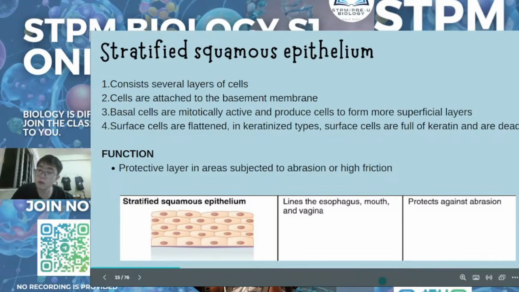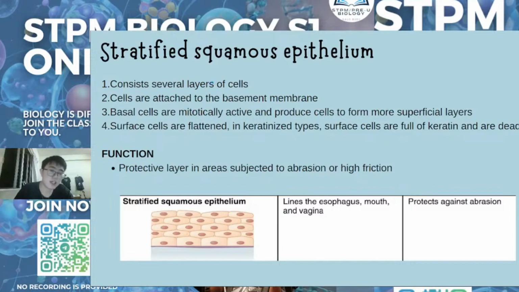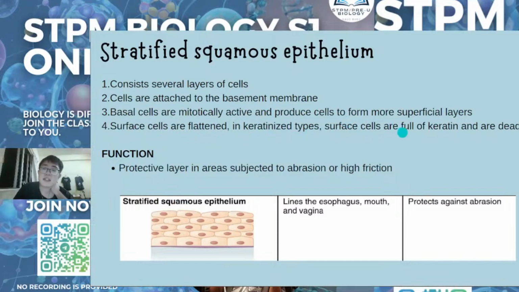Actually the definition and the structure are totally the same. The only difference is it consists of several layers of cells, and the cells are attached to the basement membrane, and basal cells are mitotically active and produce cells to form superficial layers. That is why we have many layers. Surface cells are flattened and full of keratin, and are dead.